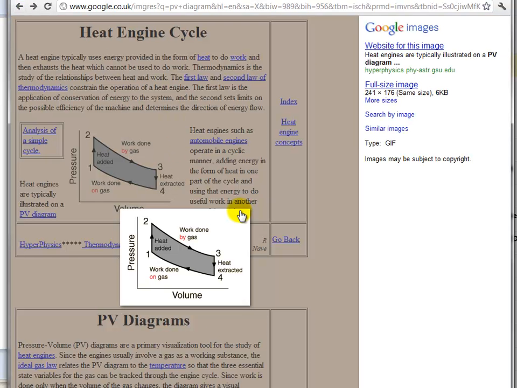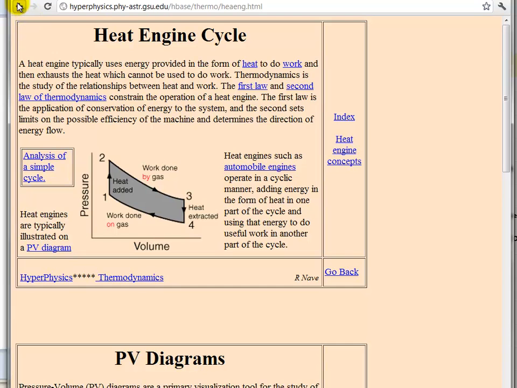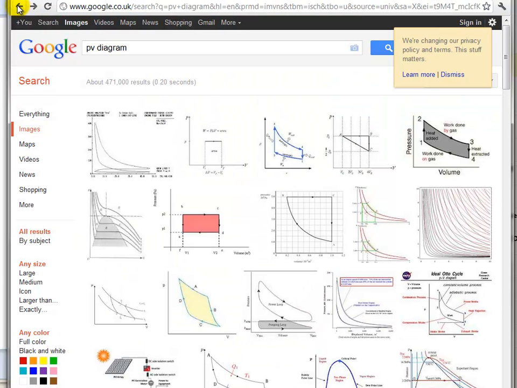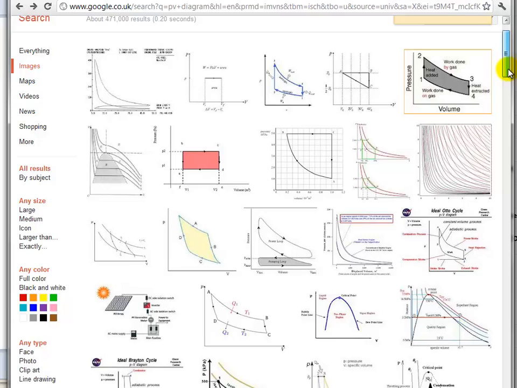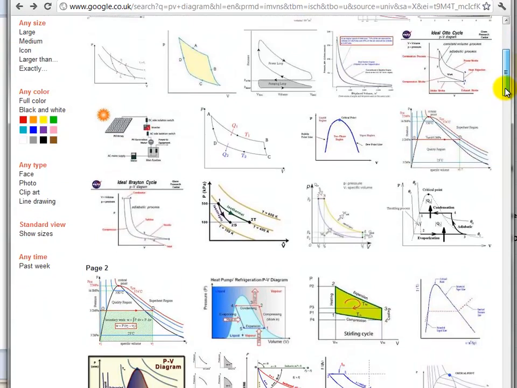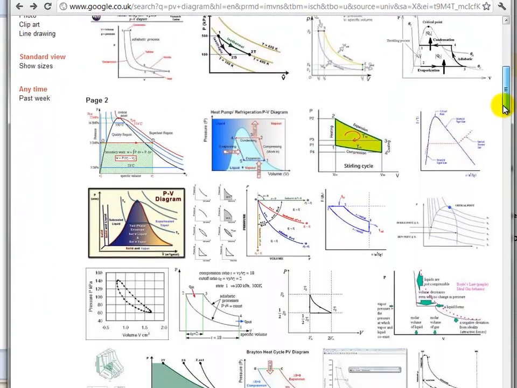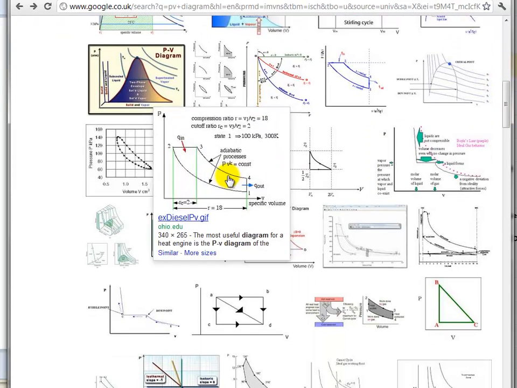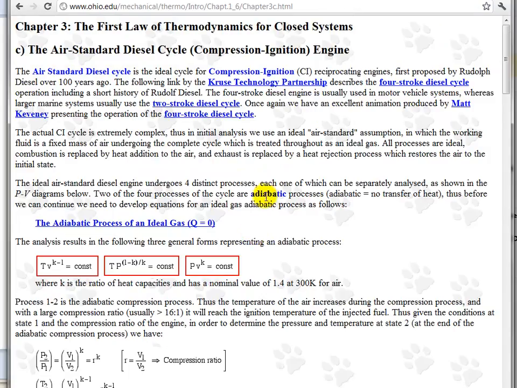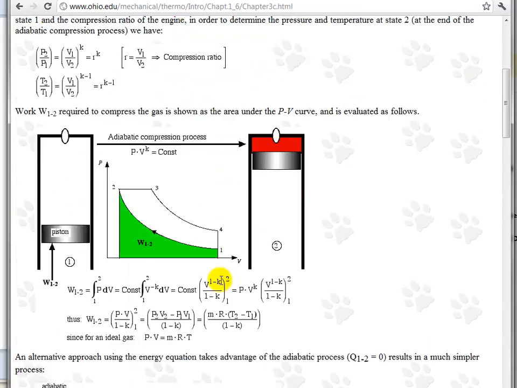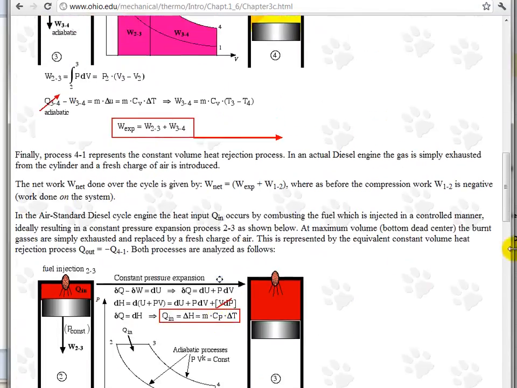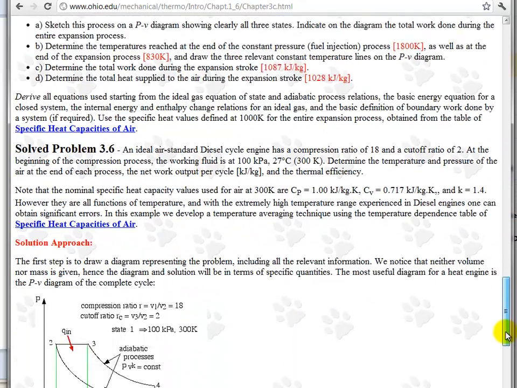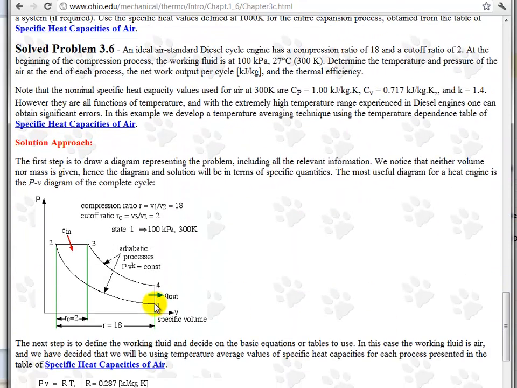What else have we got? Go back to the pictures, have a quick look. Let's go down. Lots of different examples of different thermodynamic cycles here. This is quite a good one. It shows, again, just two strokes. Where's that picture gone? Here we are. So that's the compression stroke.